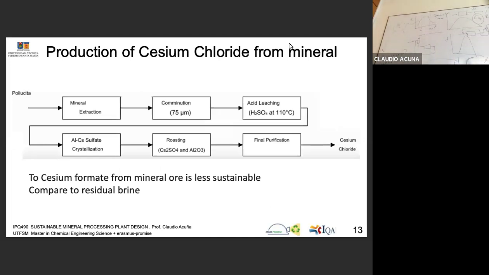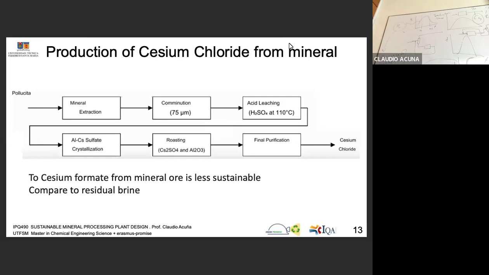This is the current operation for cesium production. Mineral extraction, rock material, crushing, comminution to 75 microns. Remember, the smaller the size, the more energy we need. The crushing doesn't consume much energy because it breaks along the cracks. The smaller the particle, the fewer cracks, so you need to put in more energy. But anyway, it's not a big issue. We can end up at 20 microns with an isomill anyway.